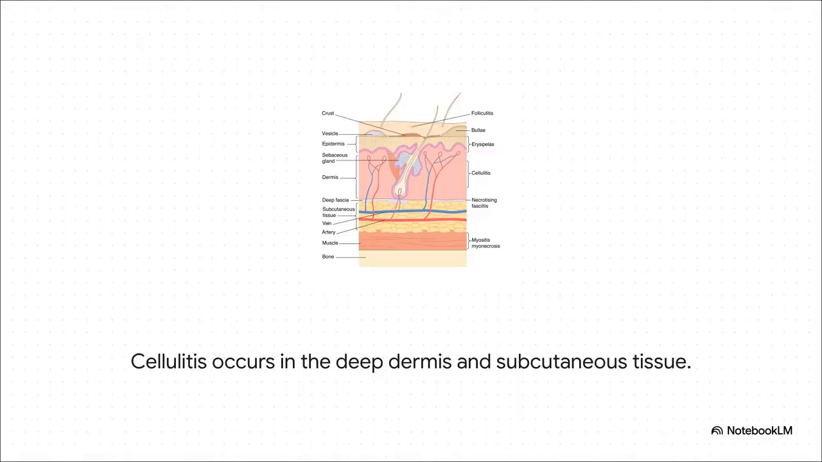And this diagram, it's perfect. It's like a map of the different battlegrounds in the skin. See up top? That's erysipelas, a more superficial infection. But cellulitis, our focus today, is happening deeper down, in the dermis and the fat. And then way down deep, that's where the really scary stuff like necrotizing fasciitis lives. So knowing where the infection is happening is absolutely crucial.